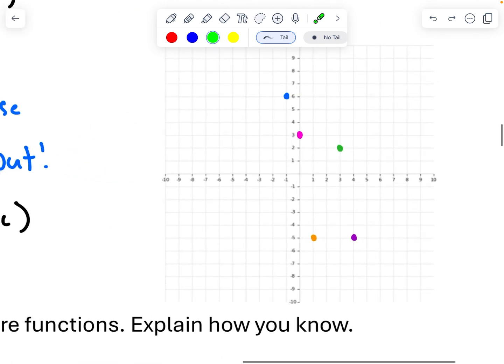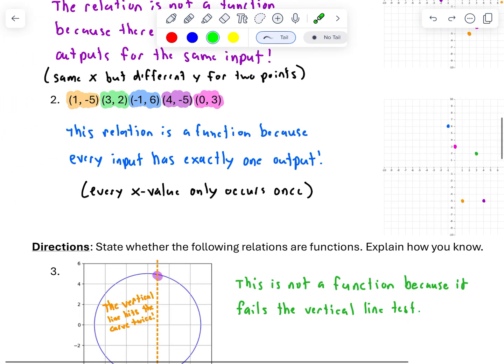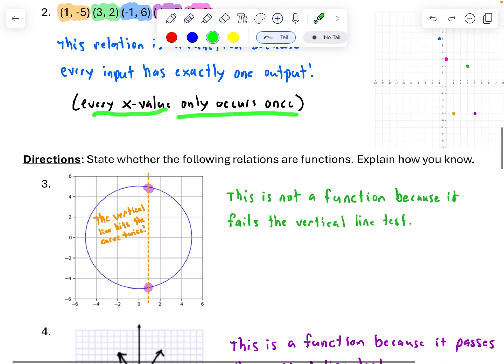Okay, and then you can look at this one real quick, but here's just a graph of it, and it is a function because every input has exactly 1 output, or graphically every x value only occurs once.